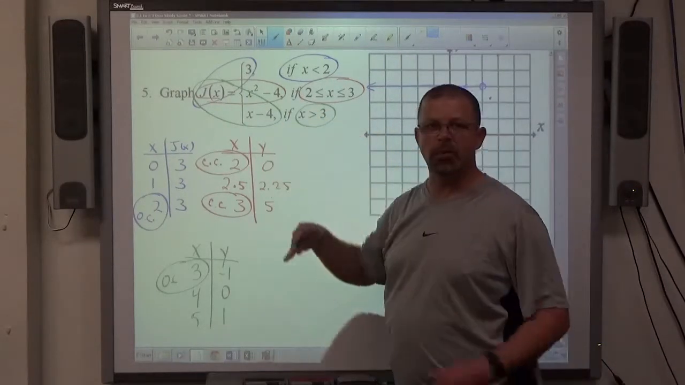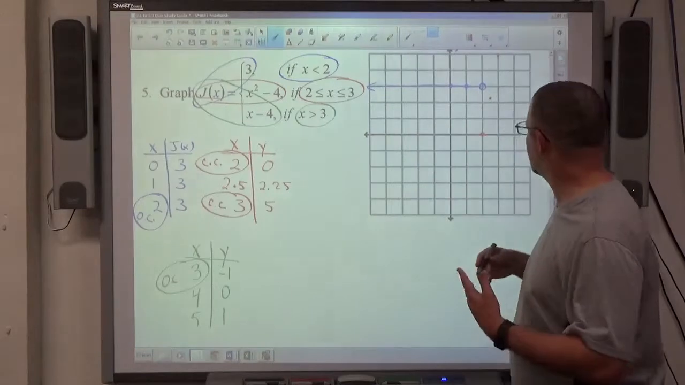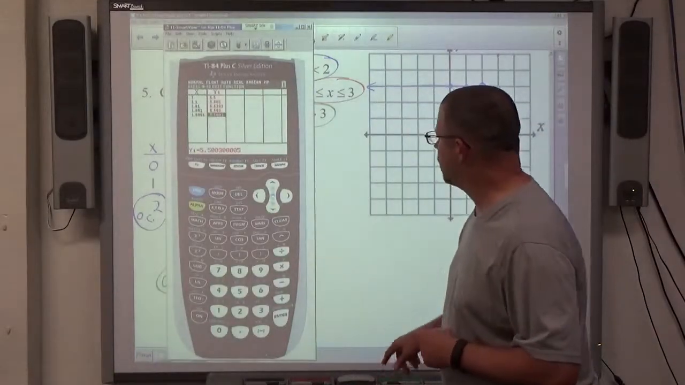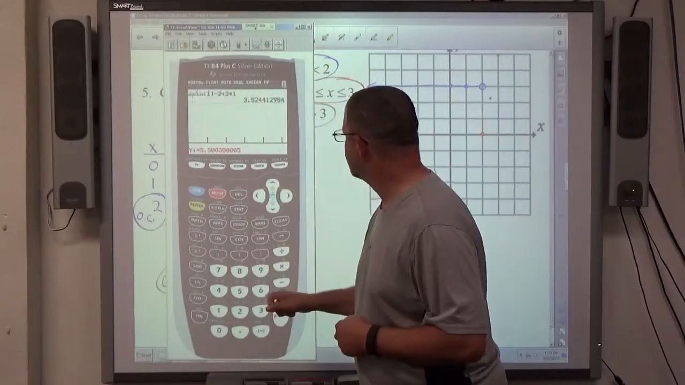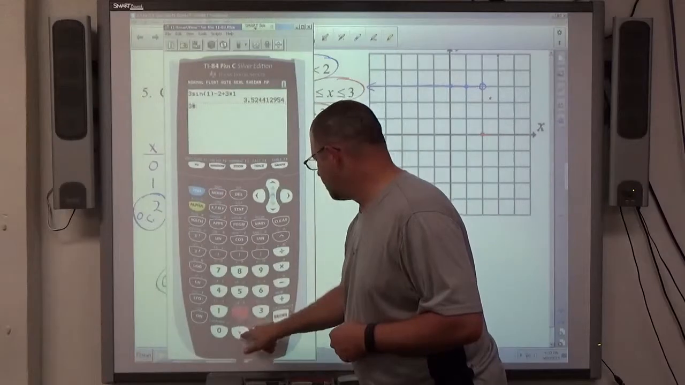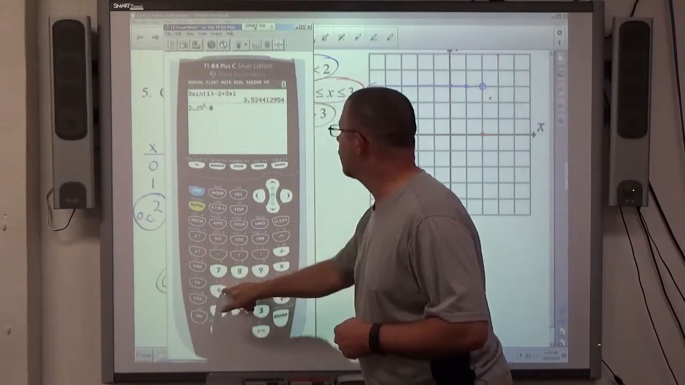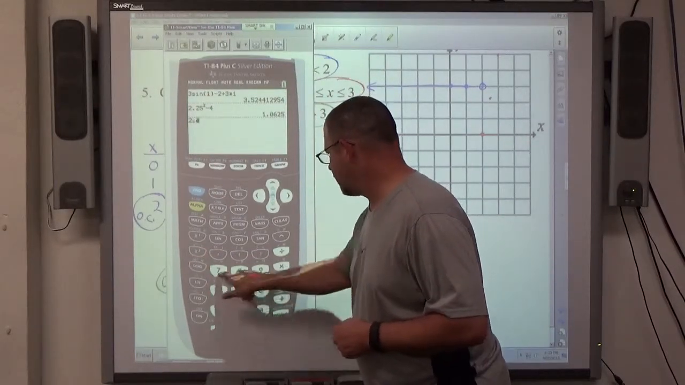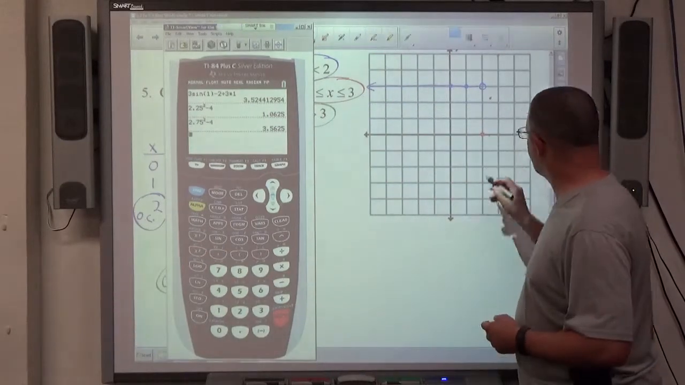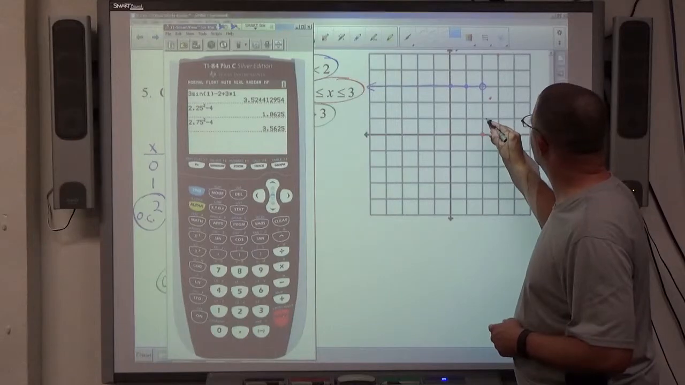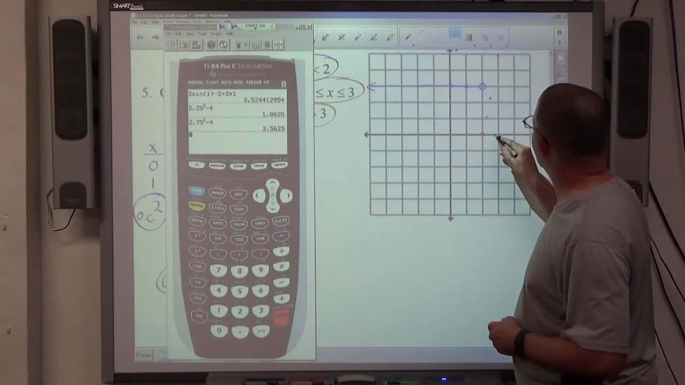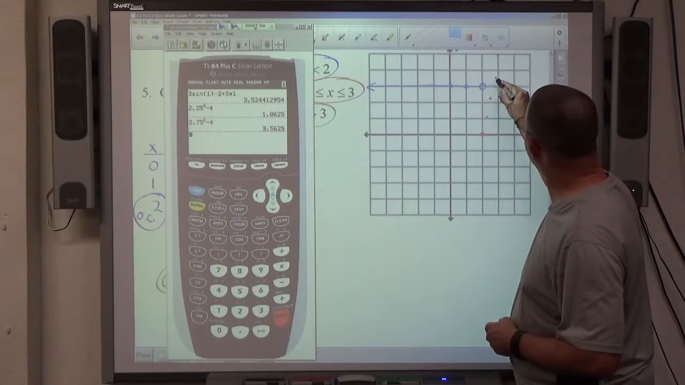I see x squared. I know it's supposed to be a parabola, so again, that'd be a situation where maybe I want to pick a couple extra points. If I pick 2.25, and we're doing x squared minus 4, so 2.25 squared minus 4, and 2.75 squared minus 4, I get (2.25, 1.0625) and (2.75, 3.5625).